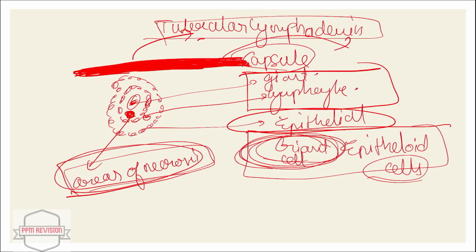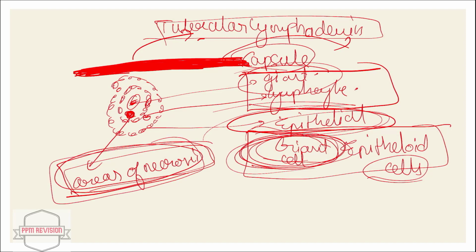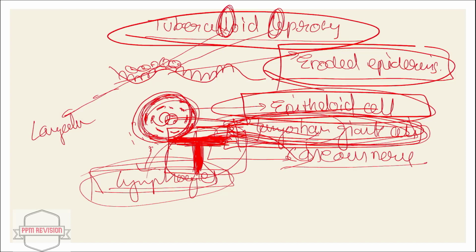Now moving ahead, we have the tubercular lymphadenitis. In tubercular lymphadenitis, there is the capsule, and then you have an important characteristic point, that is the presence of the giant cells, and there's also presence of the lymphocytes. There are epithelioid as well as epithelial cells, as well as the giant cells. Okay, and there are areas of necrosis as well. So here there's a capsule, there's necrosis, there is a giant cell, and the lymphocytes are present.